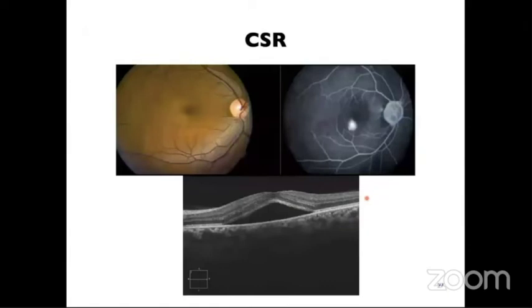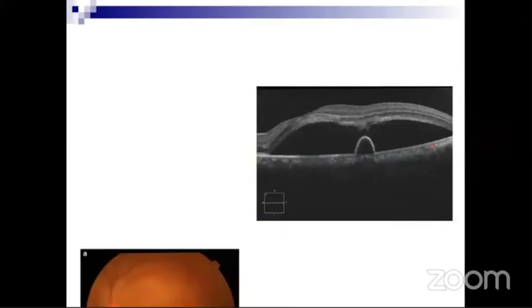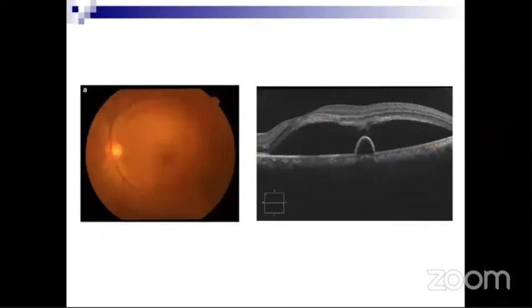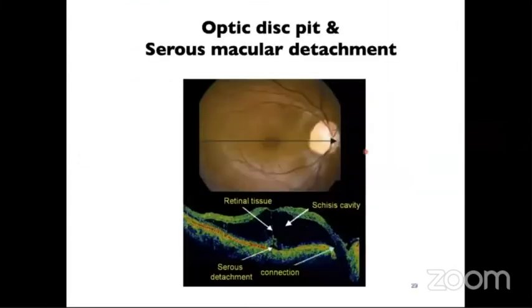So this is a case of CSR with an ink blot pattern of leak showing a subretinal fluid accumulation. This is called neurosensory detachment. So this is another case of CSR with neurosensory detachment along with pigment epithelial detachment, PED.